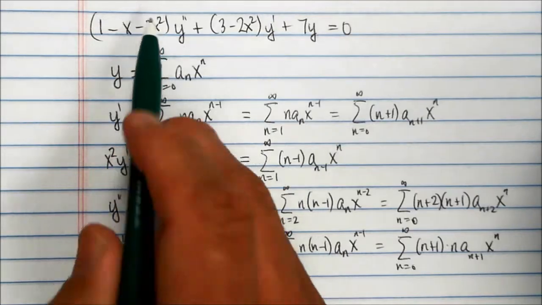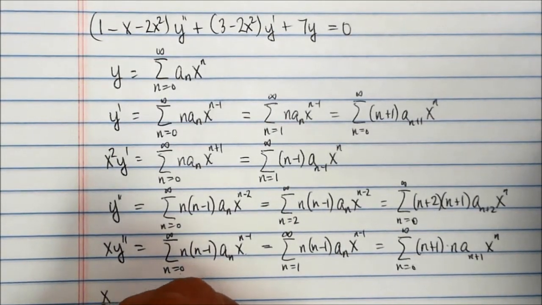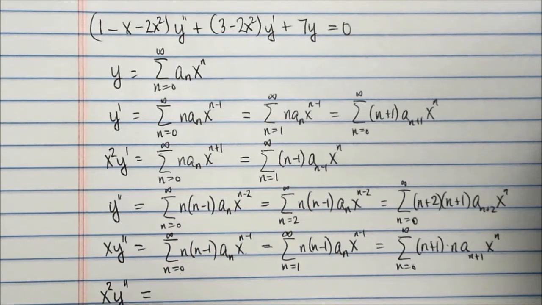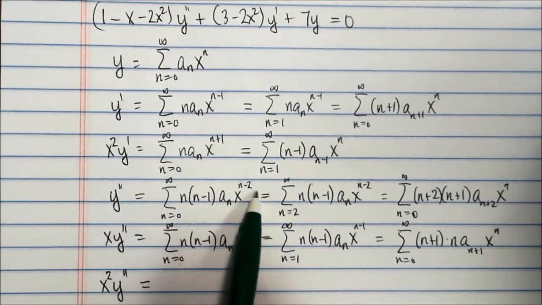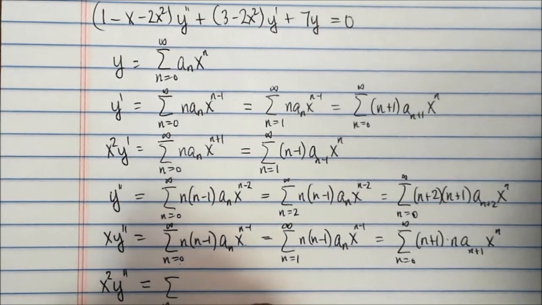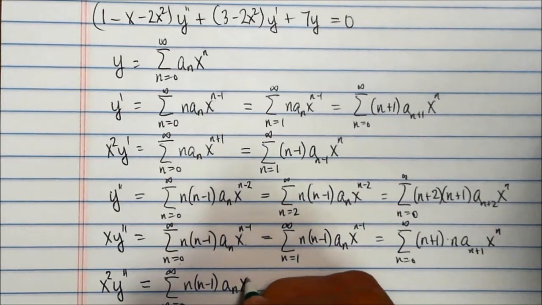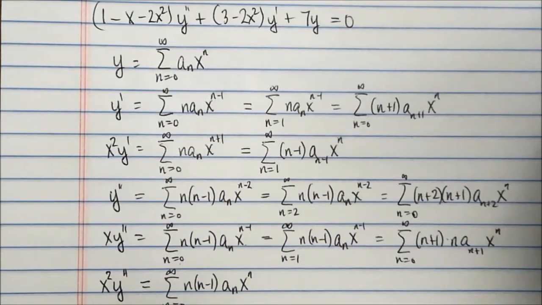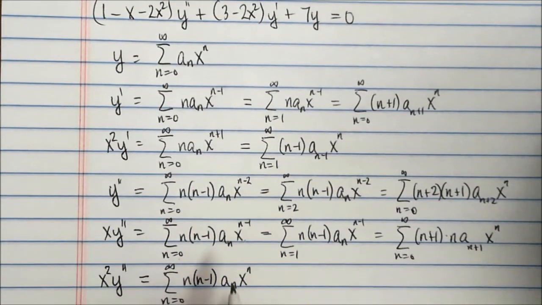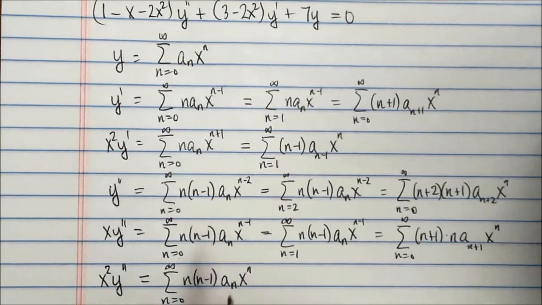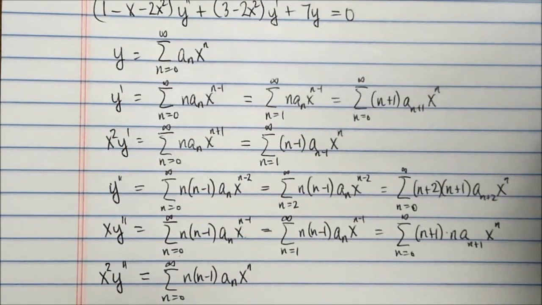Lastly, for this part, we have x squared y double prime. So I'll multiply y double prime by x squared, and I get summation n equals 0 to infinity n times n minus 1 a sub n x to the n. And wonder of wonders, we don't have to do any shifting for this one because I already have the x to the n term there. Okay, so let's combine all these things and see what on earth happens.